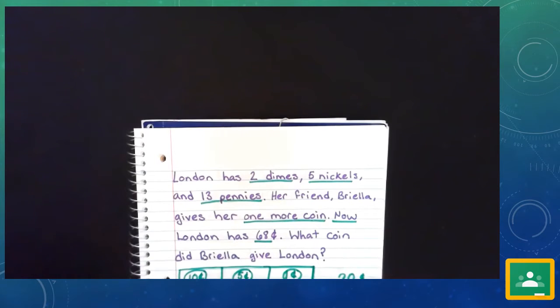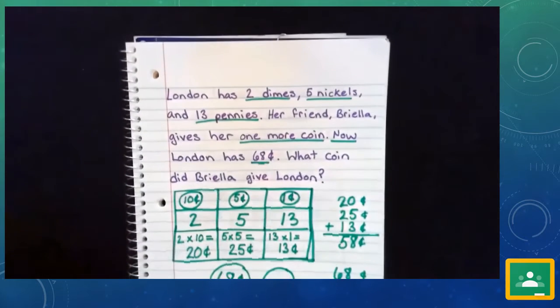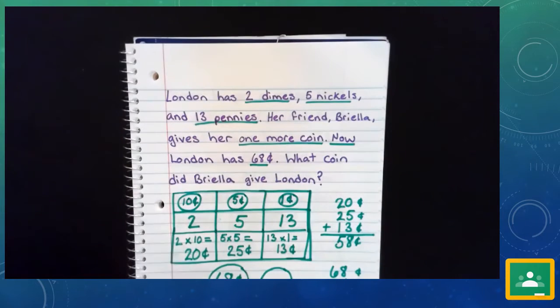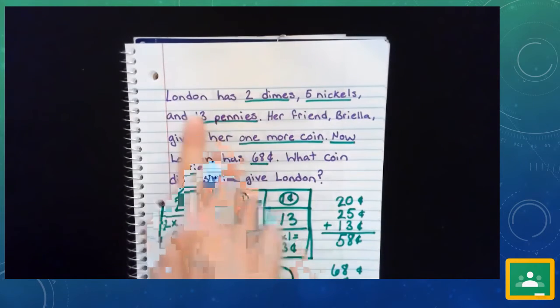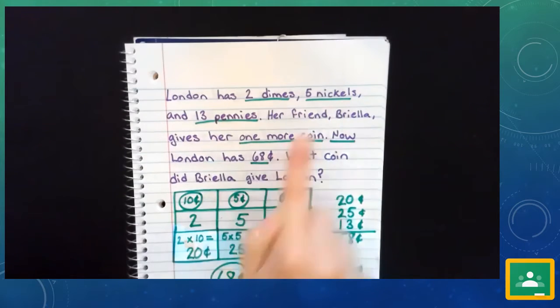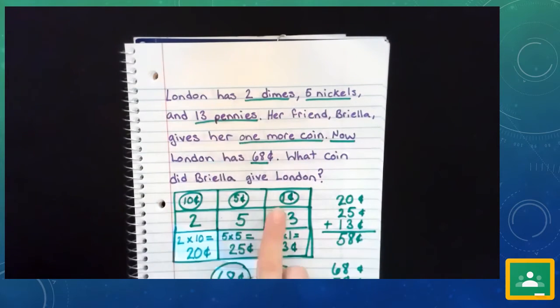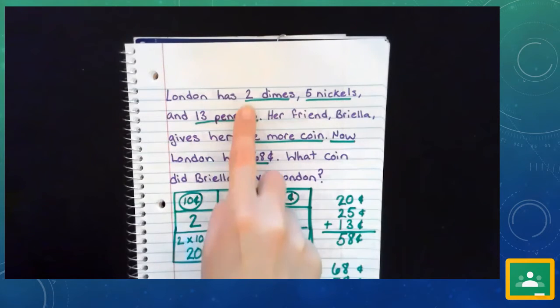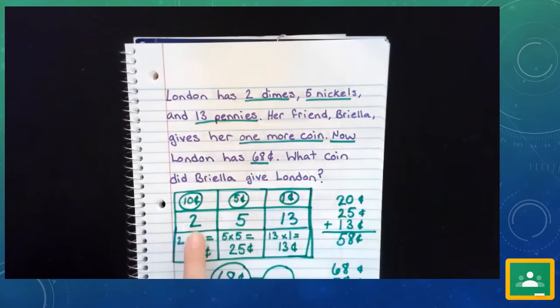So what I did to solve this problem is I created a data chart. I created the 3 categories because I noticed London had 3 different coins. She had dimes, nickels, and pennies. So I made a category for each of those coins. And then I looked at how many she had of each category. She had 2 dimes, 5 nickels, and 13 pennies.